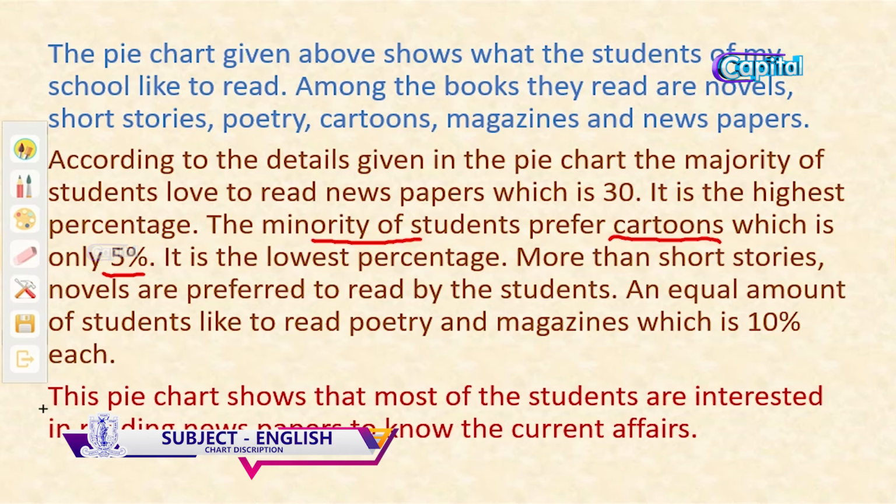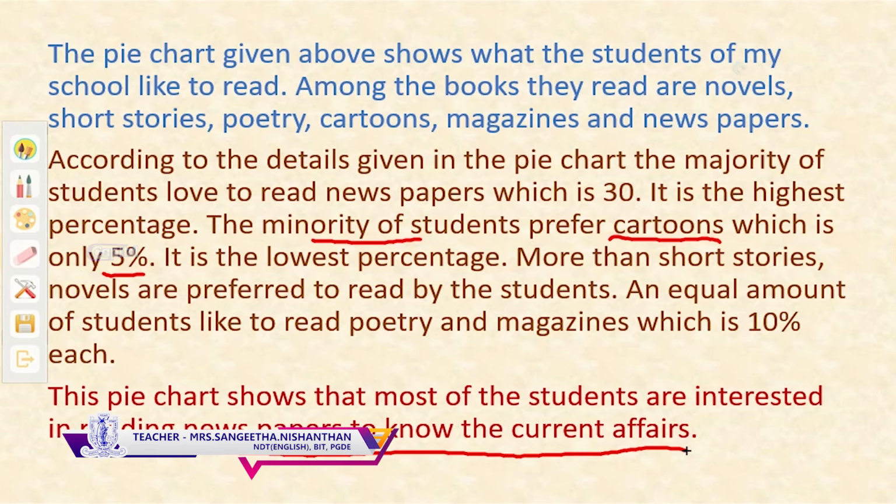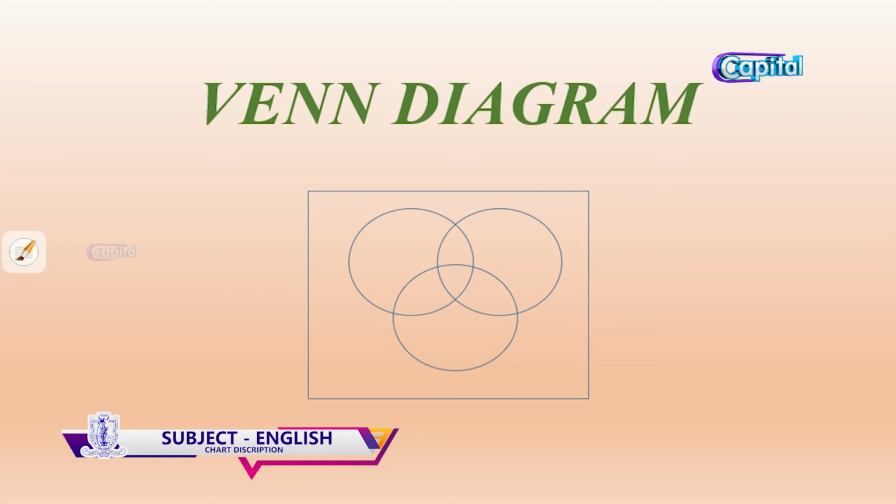And the conclusion given here is, this pie chart shows that most of the students are interested in reading newspapers to know the current affairs. Here this is the writer's own view. This is not mentioned in the pie chart, but the writer can say what is likely to happen or his own view at last in one sentence only. Don't try to explain all the things in the second paragraph. This is the conclusion.